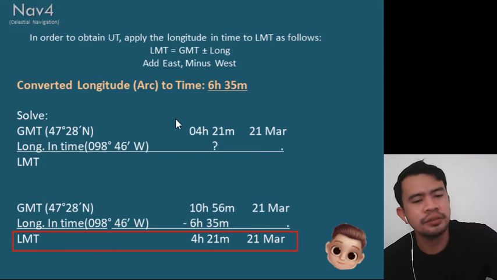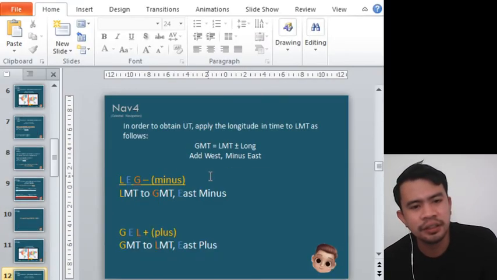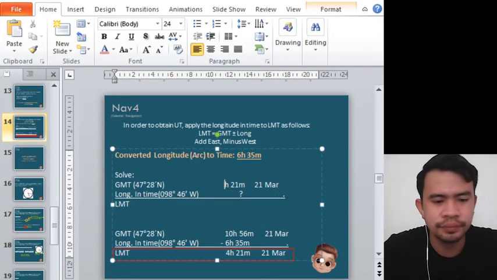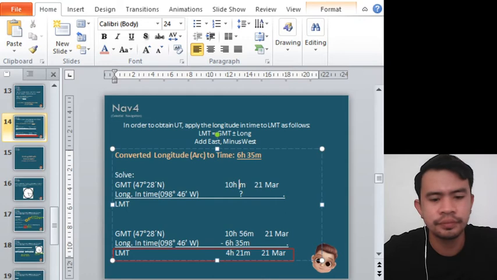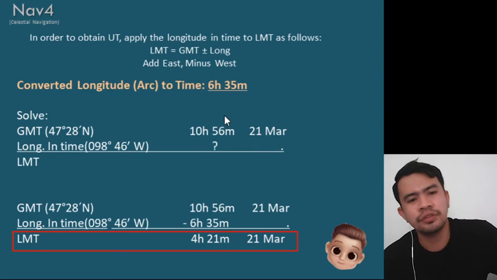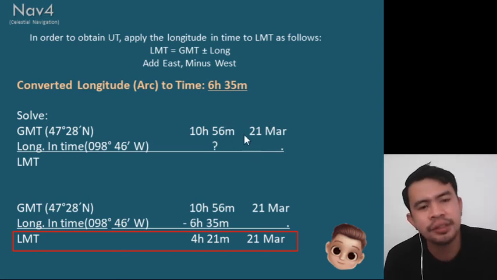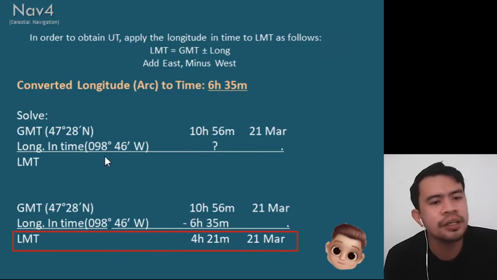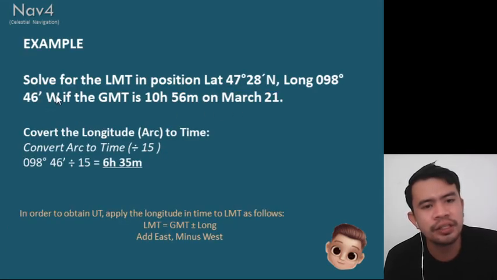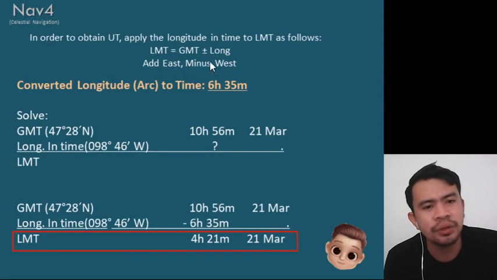So to solve the GMT, lalagay natin siya na 4 hours 21 minutes. Sorry, mali ito. That's a given natin 10:56. So 10:56, dahil ito yung given, GMT natin is 10:56. Tapos, ang gagawin is, apply natin si longitude. But since si longitude natin is, tatandaan natin, west ang ating longitude. So, sa rule natin, kapag west ang longitude, i-minus natin si west.